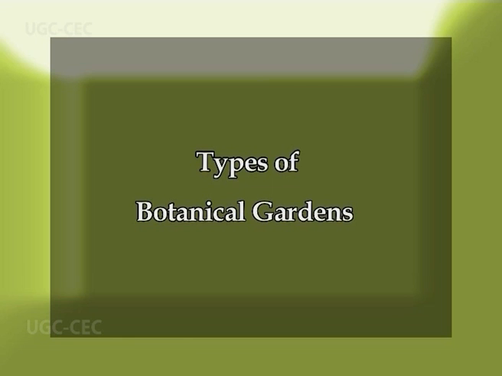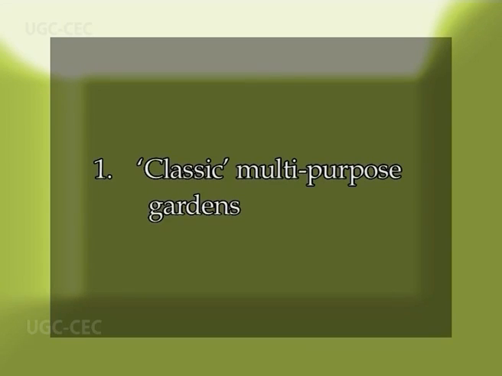Now, we will discuss types of botanical gardens. The major types of botanic gardens in the world are: number 1, classic multipurpose gardens are often institutions which are actively engaged in horticulture and horticultural training, research, particularly in taxonomy with associated herbaria and laboratories, and public education and amenity. They are generally state supported.